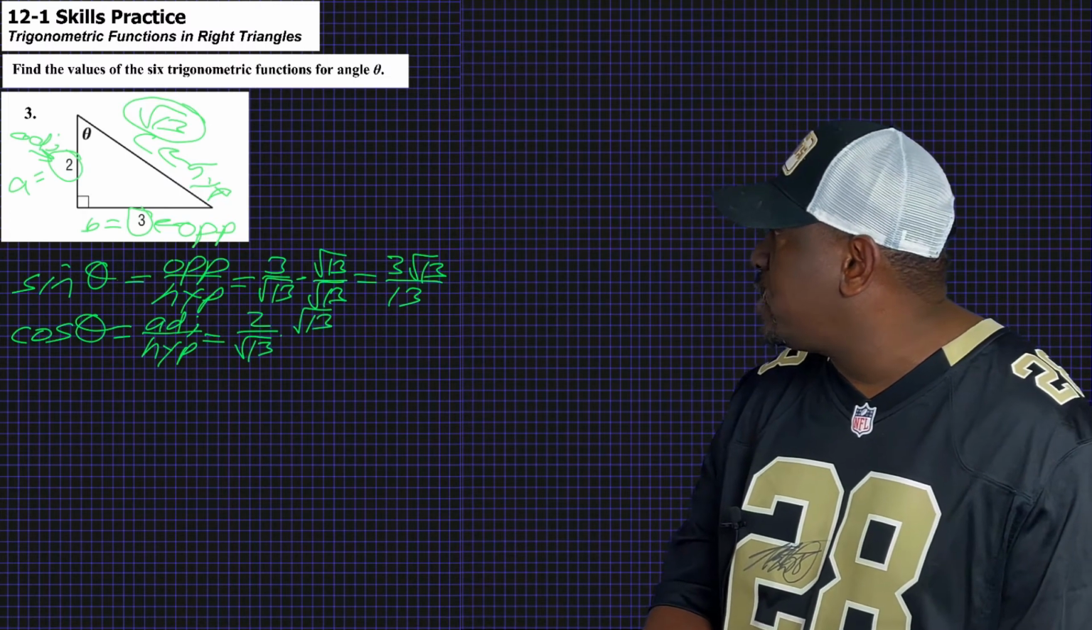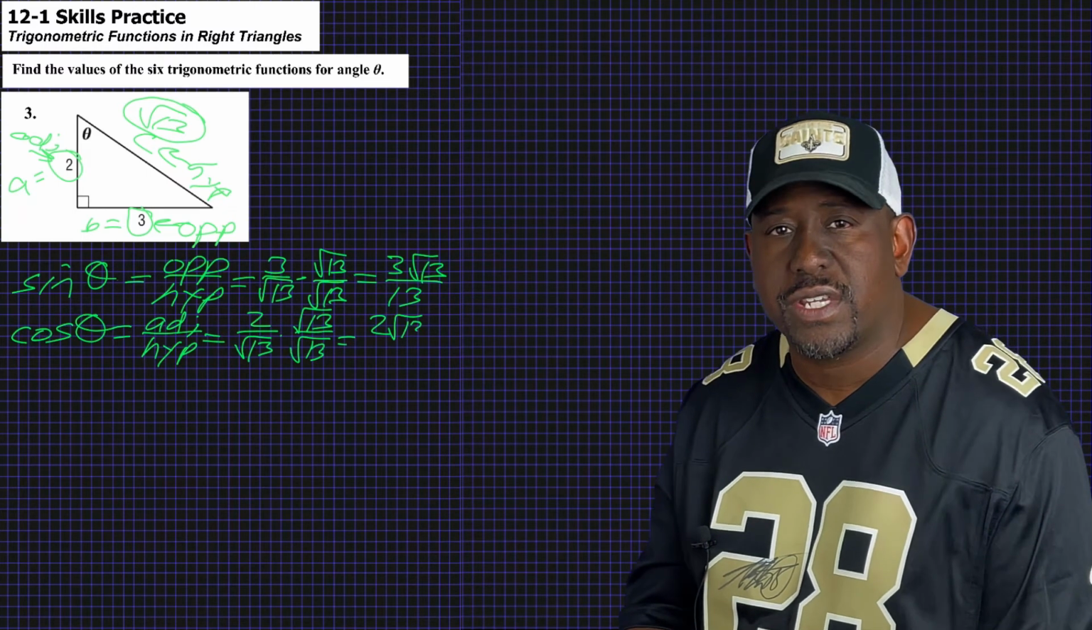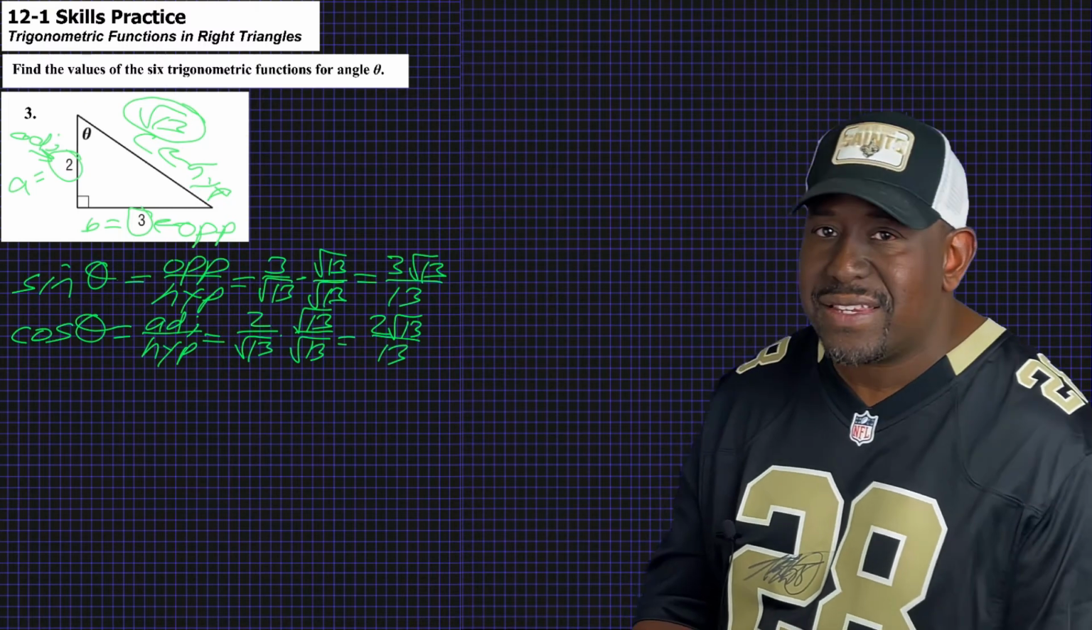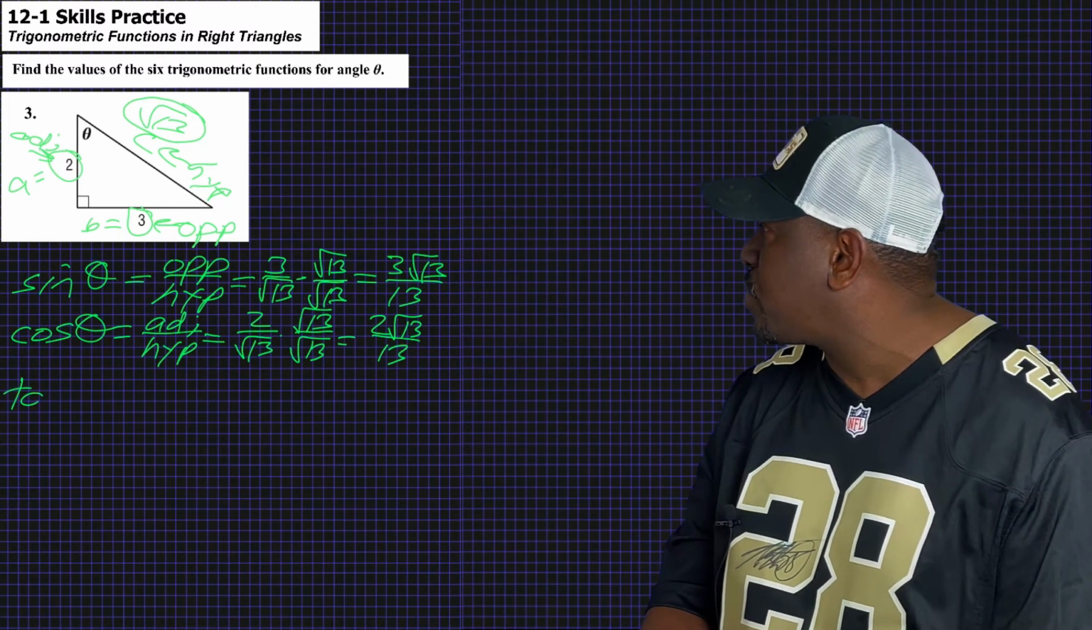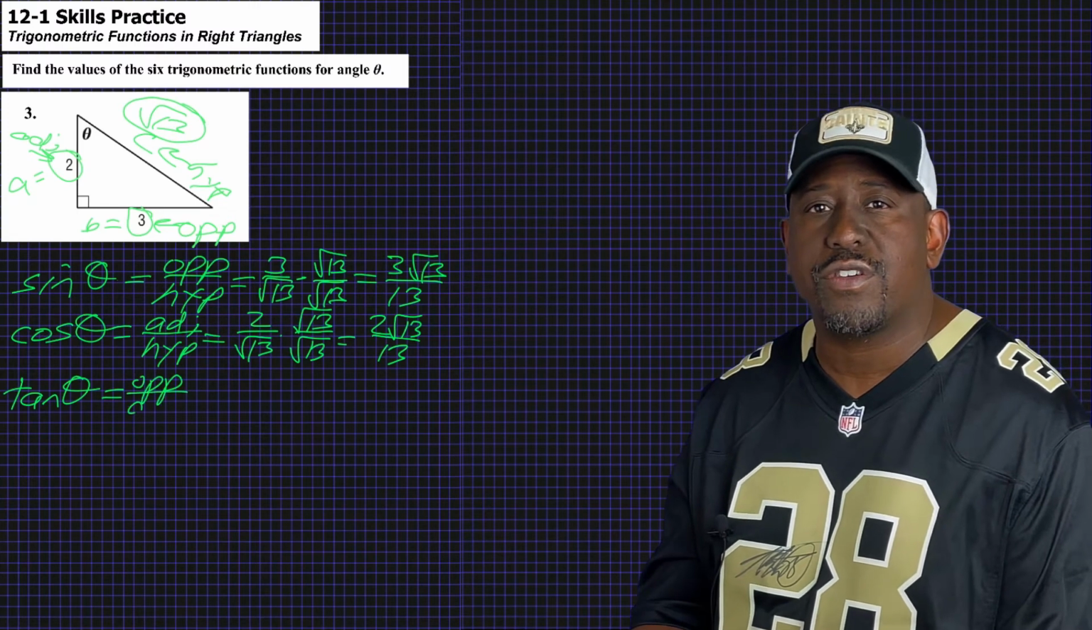So again, we do adjacent. We substitute the values. We have 2 over the square root of 13. Again, we have to rationalize that denominator by multiplying both sides by the square root of 13. And we will end up with 2 times the square root of 13 over 13.